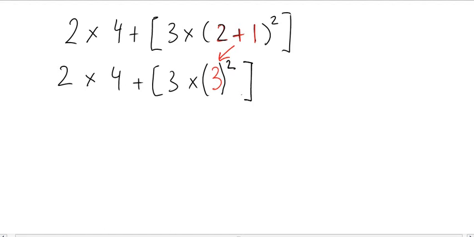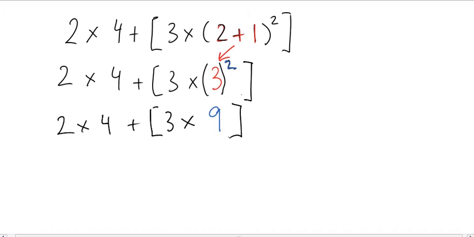Next, we solve our exponents. So that would be 2 times 4 plus. Just going to solve this exponent here. So 3 times 3 squared, and that's 9. So here, exponent here turns into 9.